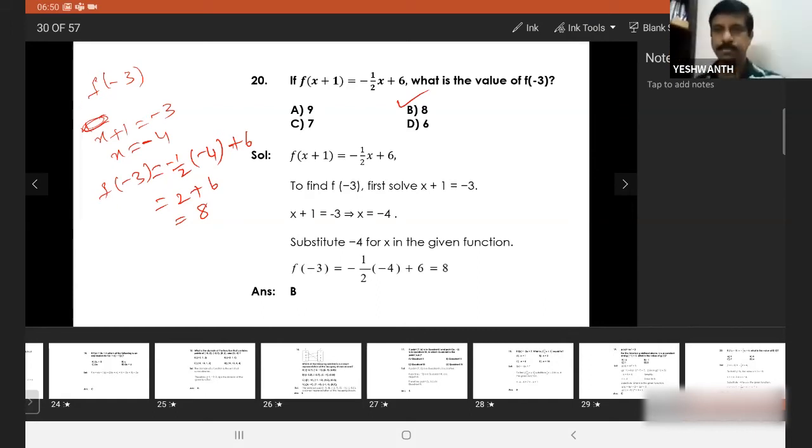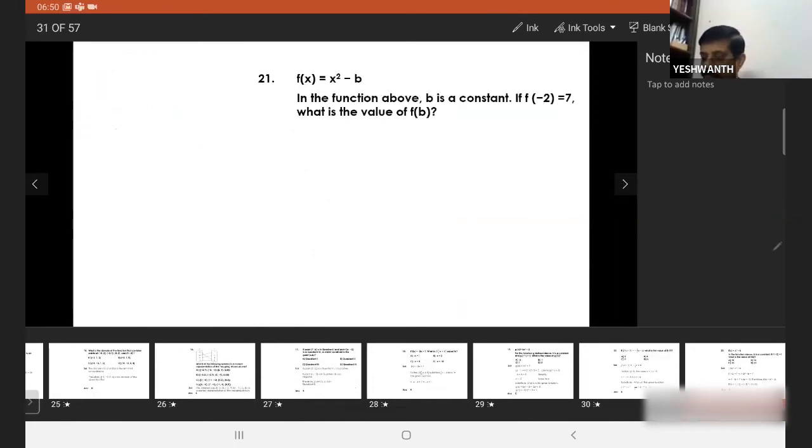Okay, let us move to the next question. f of x equal to x square minus b. In the function above, b is a constant and f of minus 2 is 7. What is the value of f of b? So f of minus 2 equal to 7. f of minus 2 means what? Minus 2 whole square minus b equal to 7. So b equal to 4 minus 7, that is minus 3, negative 3. Okay.